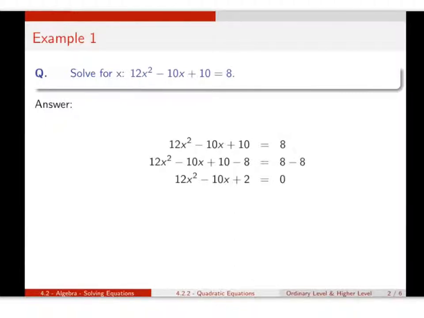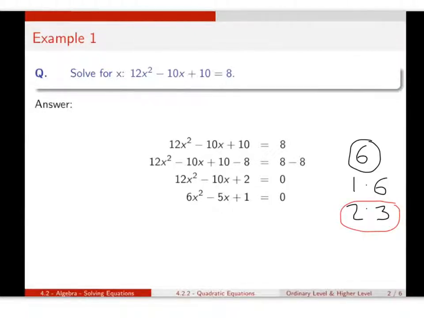Now I want to try and simplify things as much as I can. So if I divide across by 2, I can make my numbers a bit smaller. So 12x squared divided by 2 is 6x squared, minus 10x divided by 2 is minus 5x, plus 2 divided by 2 is plus 1, and 0 divided by 2 is still 0. Now I want to solve this quadratic equation: 6x squared minus 5x plus 1 equals 0.